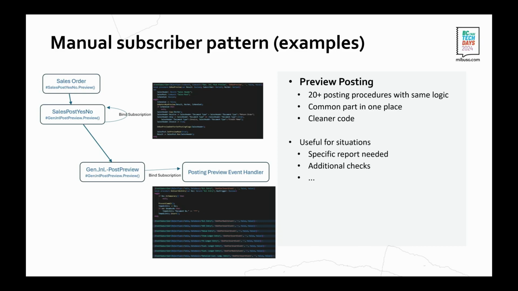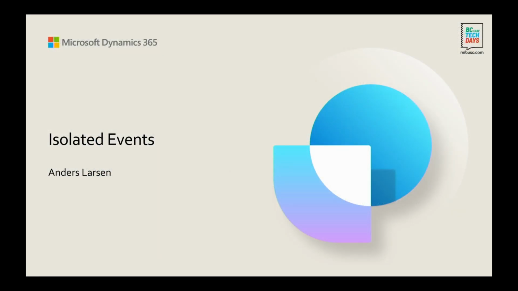In general, using the manual subscriber is very useful for many situations where we have some regular flow, and from time to time we have situations where we want to do something different. And of course, we have more control over the code execution. I would like to mention also that the examples that I showed, you can check on GitHub and try and make your own examples. And now Andres will present the isolated events. Here you are. Thank you.